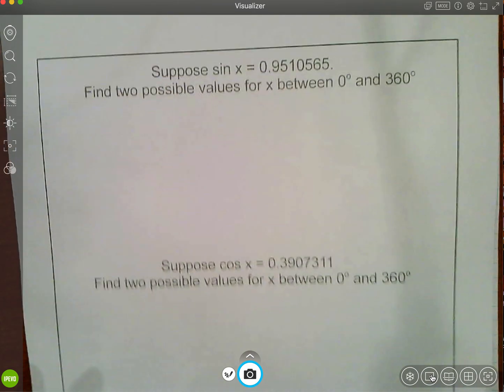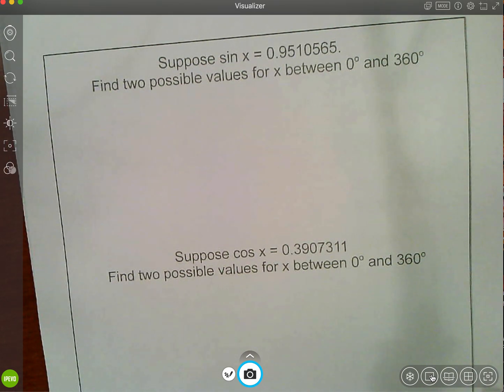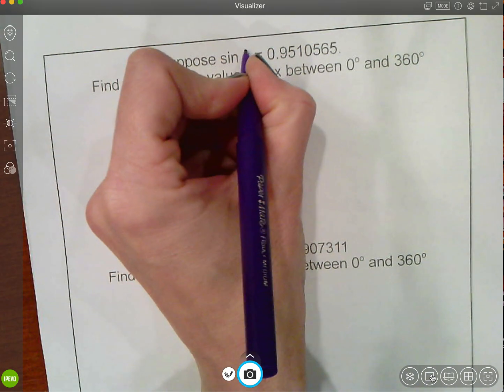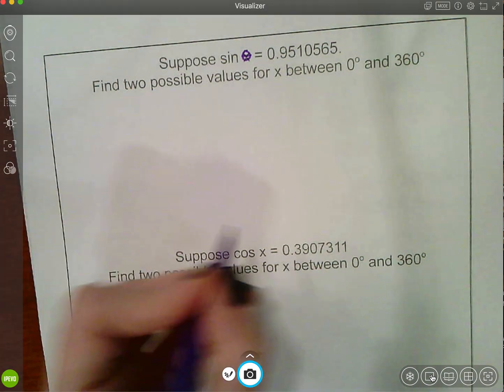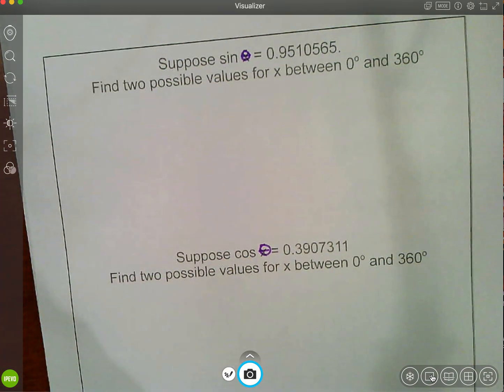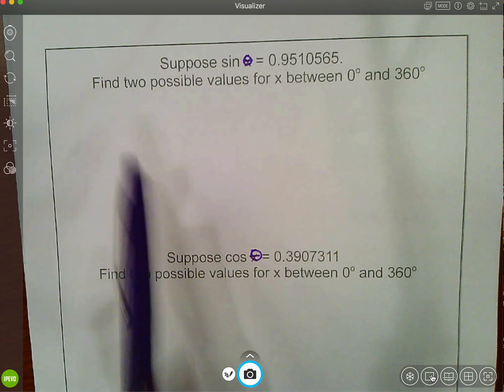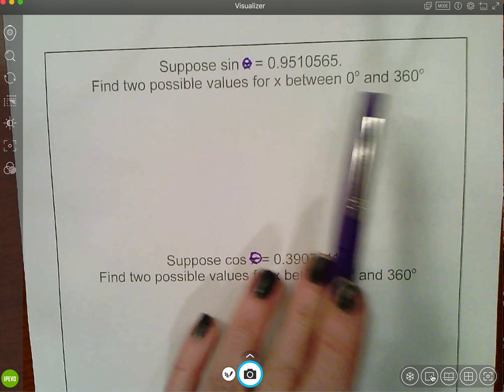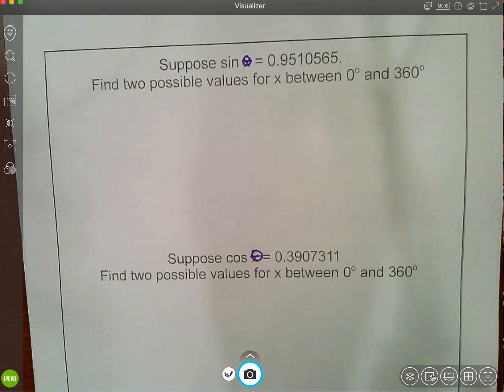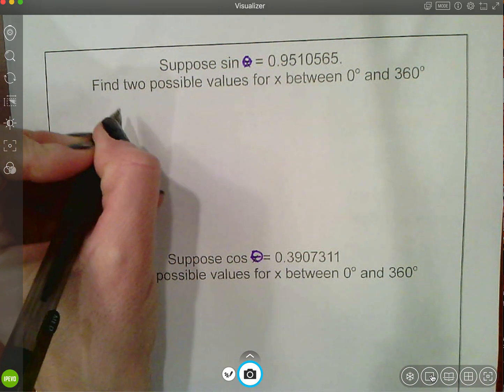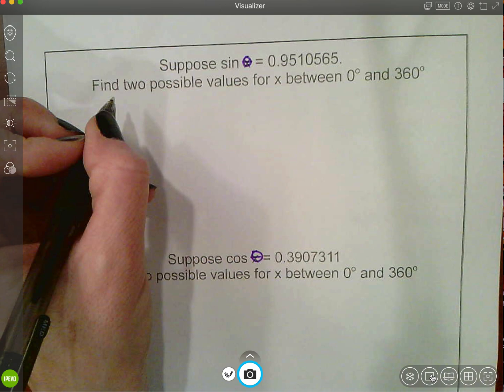All right. Lastly, what I'm going to do for this example, it says sine of x. I'm going to change that to say sine of theta. Cosine of x, I'm going to change to say cosine of theta because we're more used to theta representing an angle measure. And what it's asking is for two possible values between 0 and 360, which seems a little strange to me because let's see what happens.